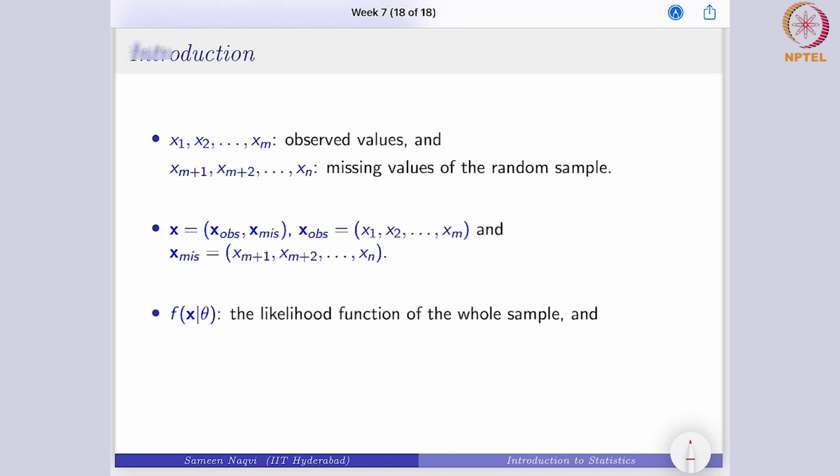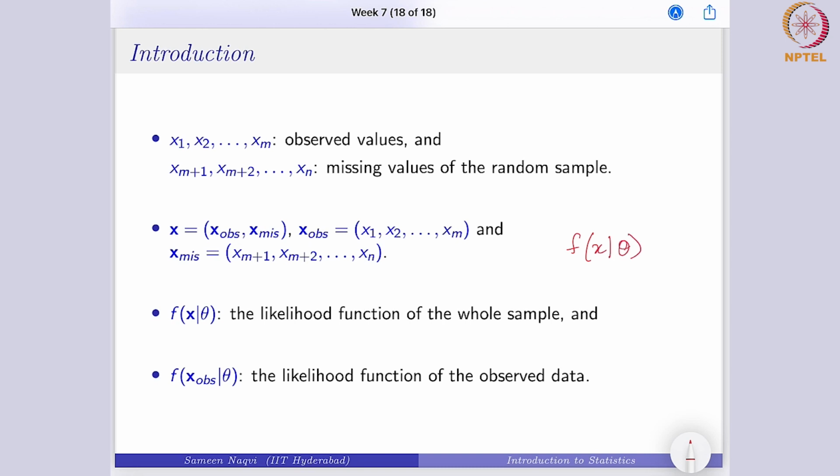Now, corresponding to the entire sample, that is x, you will have some likelihood function. Corresponding to the entire sample, you have f(x | theta), this is the likelihood function, and the likelihood function corresponding to the observed data is f(x observed | theta). So these are the notations that we are first understanding, and then we will move on to the actual problem.